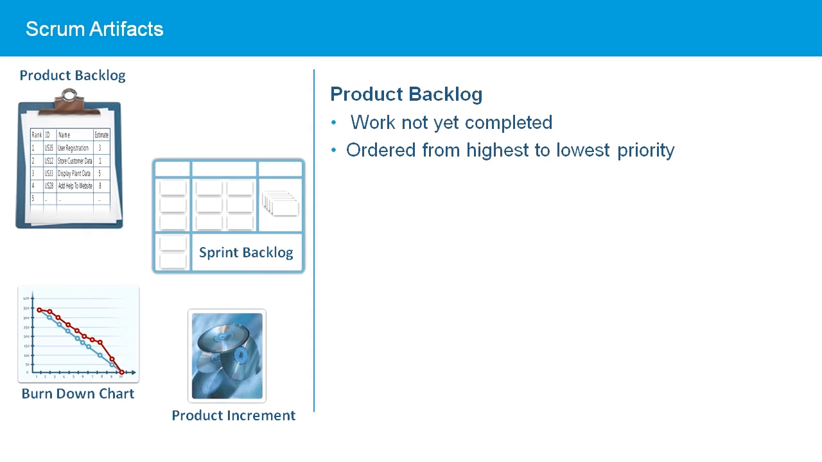The product backlog is owned by the product owner, who is responsible for updating it with new requirements and ensuring it is prioritized with the highest priority items at the top. The product backlog items are ordered in a single queue. There can never be more than one highest priority item at any time.